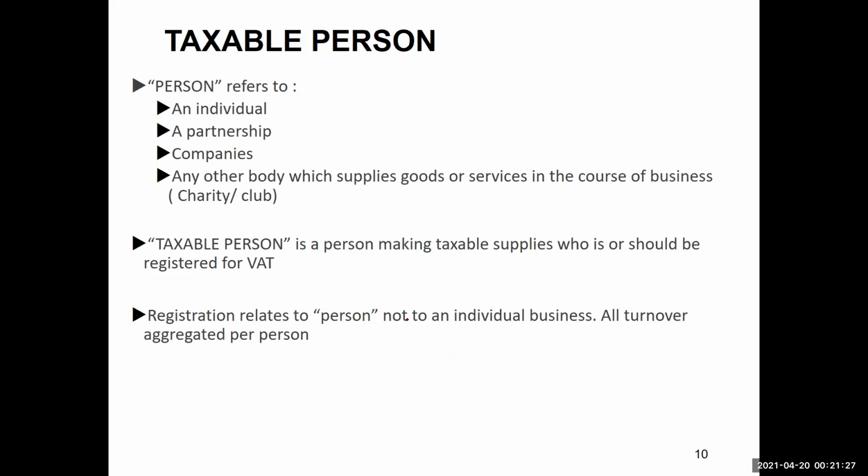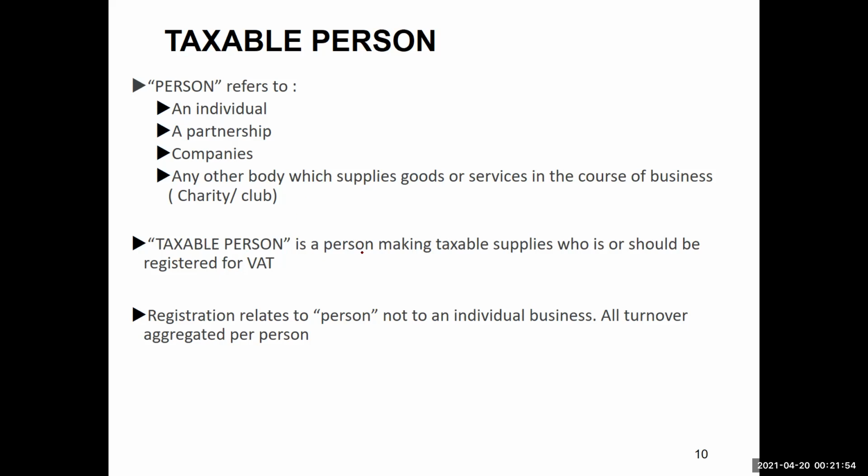Now, who is a taxable person, or what is a taxable person? The taxable person could be an individual, a team of guys, a partnership, a company, or any other entity which supplies goods or services in the course of business. Profit motive is not key over here, whether for profit or not. Once you supply goods in the ordinary course of your business, you qualify as a taxable person.